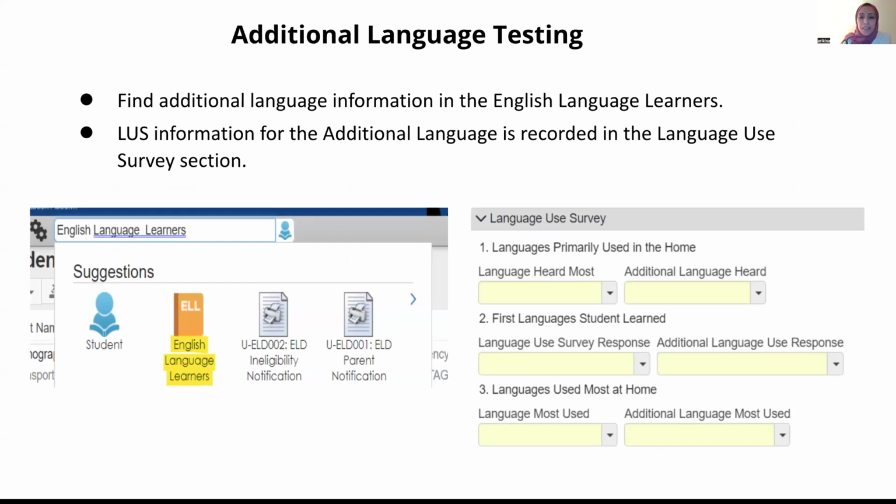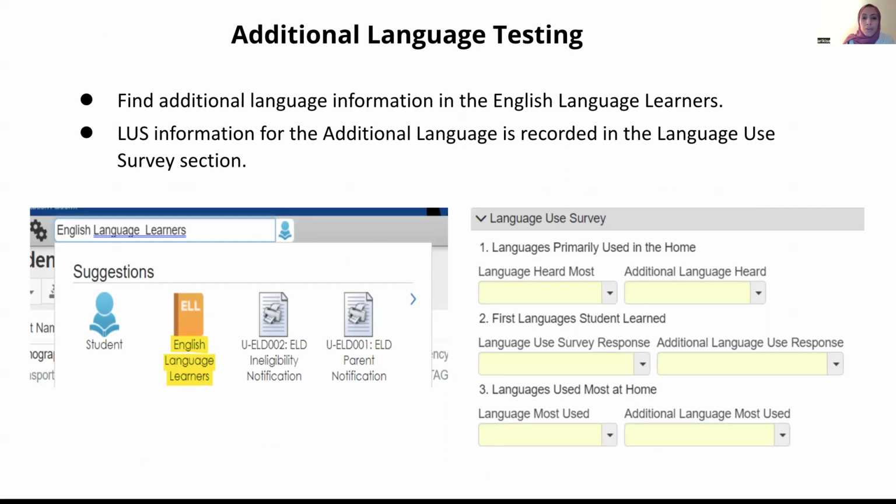Hi all, I'll be explaining where to find the additional language in Synergy. So in Synergy, when the LUS is recorded, the first language is recorded in the demographic, but the additional language will be recorded in the English language learners page. And you can find the English language learners page if you type English language learners in the quick launch.